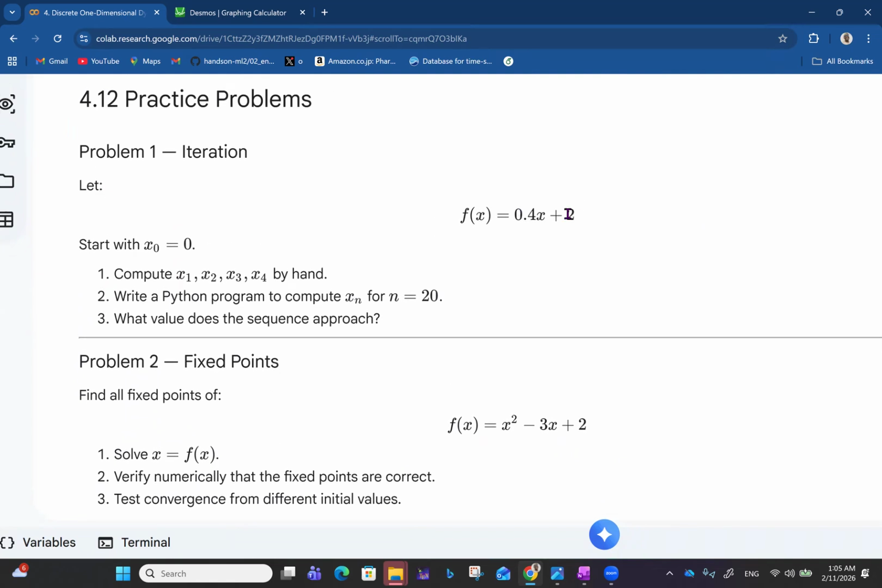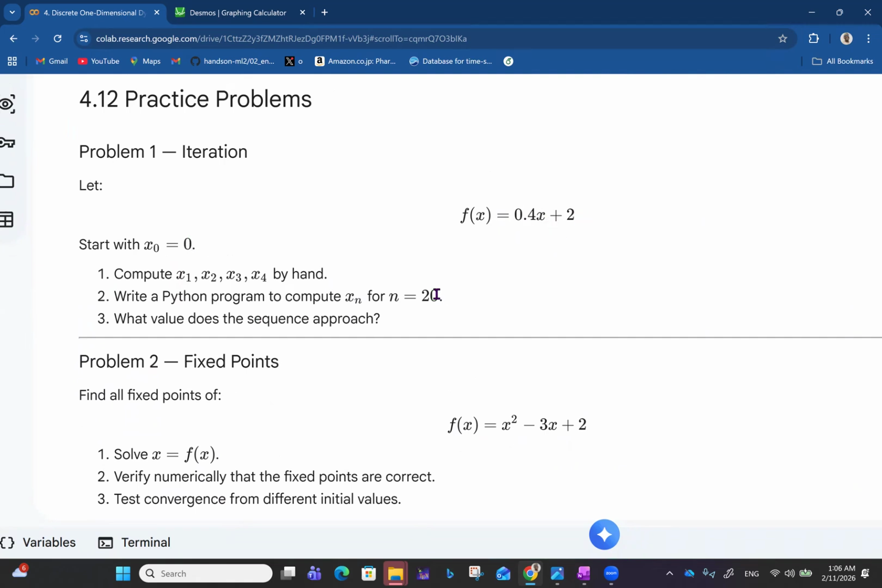Iteration: let f of x be 0.4x plus 2. Start with x0 equals 0. Compute x1, x2, x3, x4. That's easy. So you just say this is x_{n+1} equals 0.4 x_n plus 2. At x0 equals 0, you have x1 equals 0.4 x0 plus 2, and x0 is supposed to be 0. So you just have 2, and then you keep going like that.